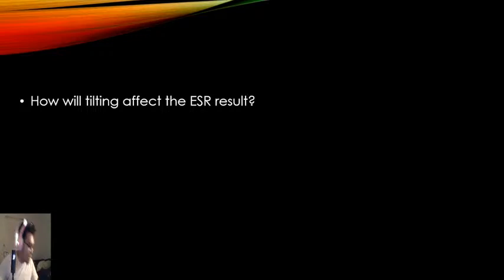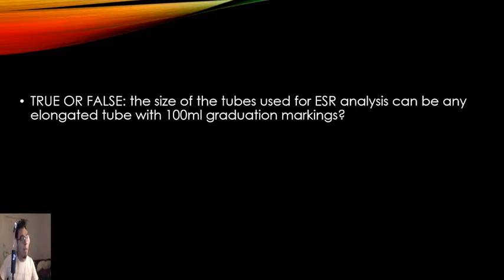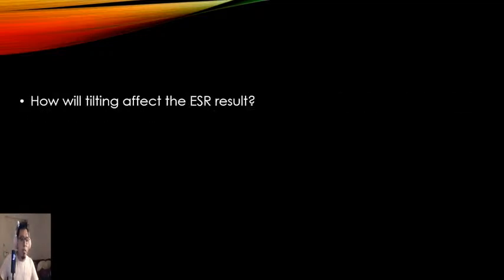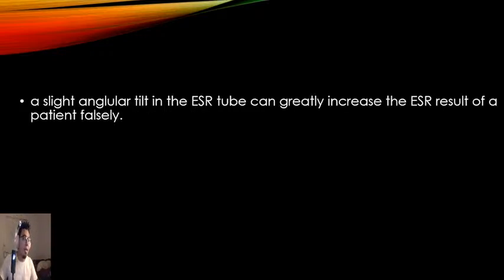I know, this looks like common sense questions, but some of the students would still answer wrong. From my line of questioning, it falls under common sense and basic physics, so to speak. Tilting the ESR tube can actually affect it falsely, because an angular tilt can greatly increase the ESR result of a patient falsely. Just a slight angular tilt.